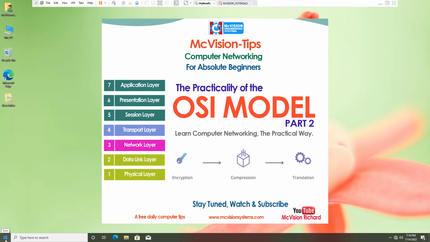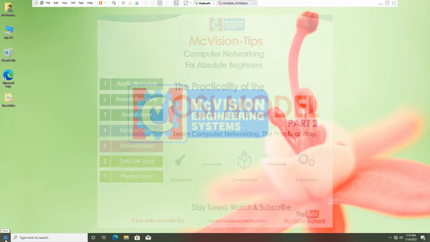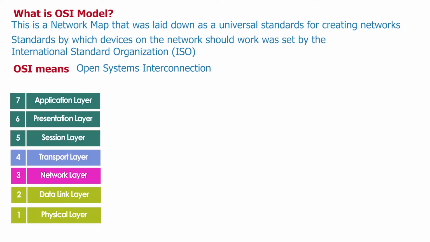This is part 2 of the OSI model lesson. In part 1, we saw what an OSI model means, the layers of the OSI model, and how data is transmitted through the first 3 layers of the OSI model. We learned that OSI simply means Open System Interconnection, a concept laid down by the ISO that governs and directs how network devices should work to facilitate communication.